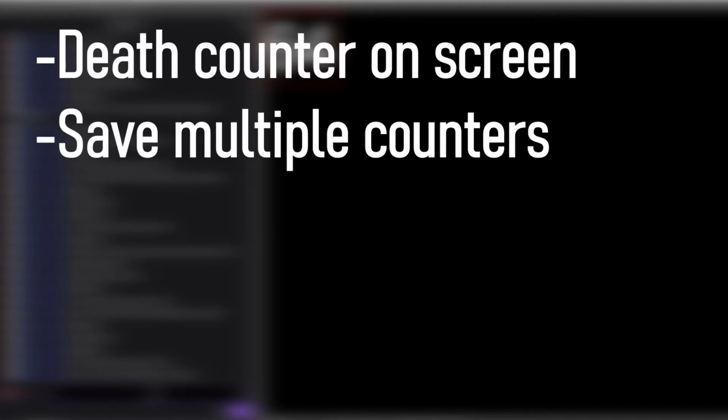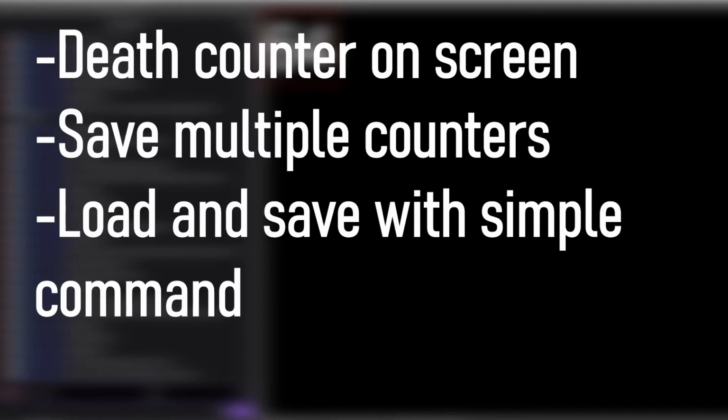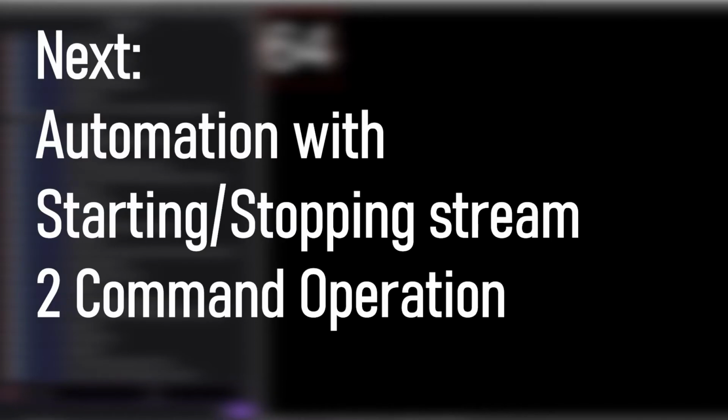All right, guys. So at this point, we have the ability to have a death counter on screen. We can save multiple death counters for different individual games and load them simply by just saying load and saying save. So there you go. Next, the next part of this video is going to cover how to actually automate this even further and making it so that when you go live for that game, it will load that game's death counter. And when you end your stream for that game, it will save that death counter and not only save it, but also hide it off the screen in case the next game doesn't need it to be there. So there you go. If you're interested in that, continue on with the tutorial. If not, we'll see you next time.